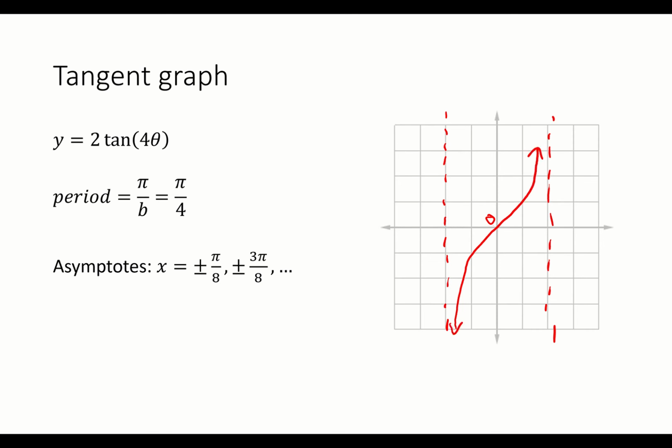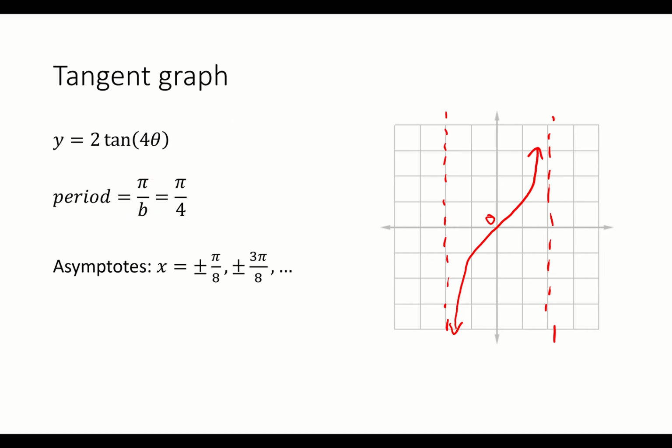Now, I'm not going to worry about what the scale is on my graph and where the asymptotes are located until I go back and work through the details of finding the period and looking at the coefficients that are in the problem. So I can just start with drawing a basic one cycle of the tangent function. My period formula here is pi over b, and in this function b is 4. So that means the period will be pi over 4.